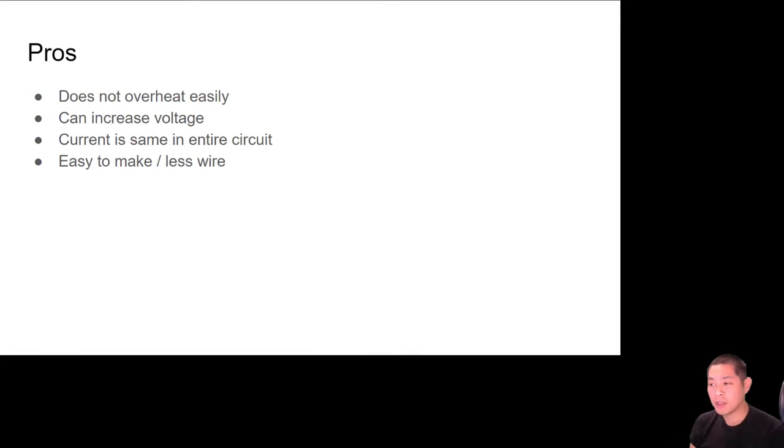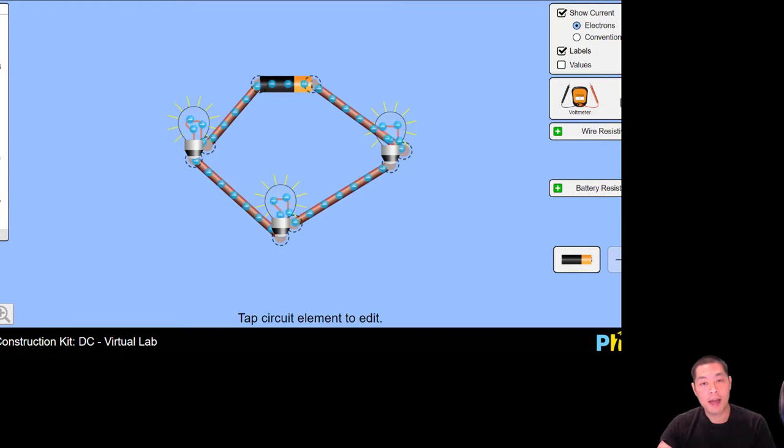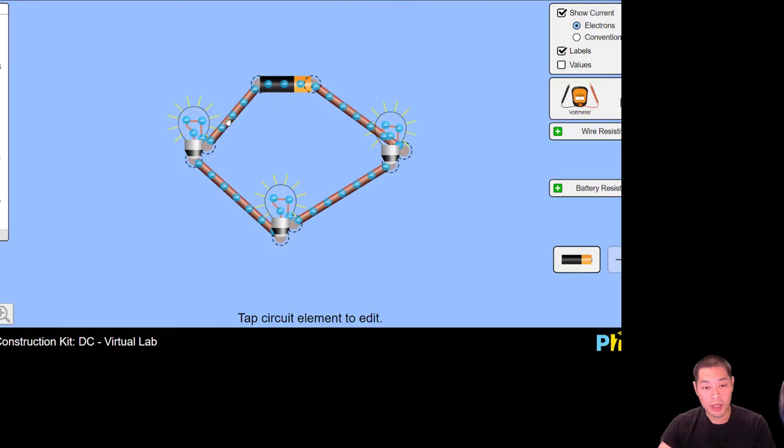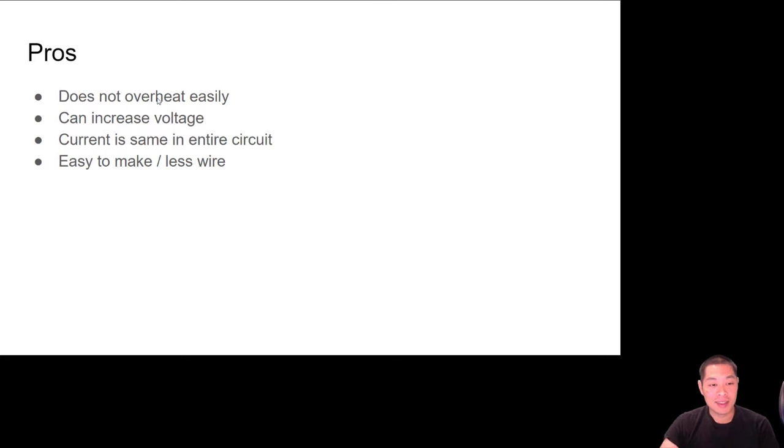So for series, the pros, it's easy to make. Look how much little wire I have compared to this one. The current is the same throughout the whole thing, so it's easy to calculate. It's easy to make sure that you're not going to blow anything up. And the main thing we have in our house is that it doesn't overheat easily, and that's a main safety thing for our house. We want to make sure that we don't have fires in our house, because I remember back in our previous lecture I said that if we overheat the wires, it's going to cause fire or short it out.